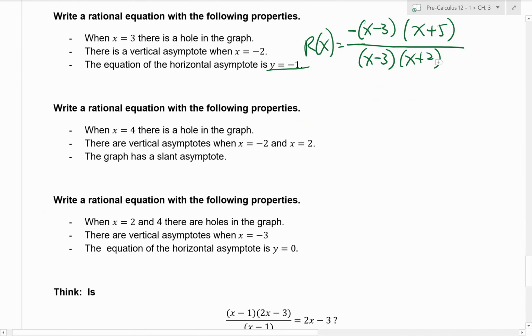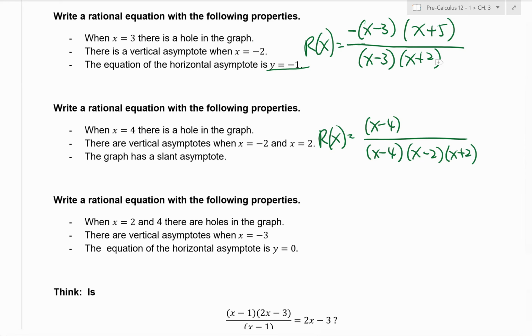So I will do one more, and I'll try the last one. Okay, so r of x, the rational function, f of x, doesn't matter what you call it, okay? When x equals 4, there's a hole. So I'm going to put x minus 4 here and x minus 4 here. There are vertical asymptotes when x equals -2 and +2. So we have x minus 2 and x plus 2. And it also says we have a slant asymptote, which means that the degree in the numerator should be 1 greater than the one in the denominator.